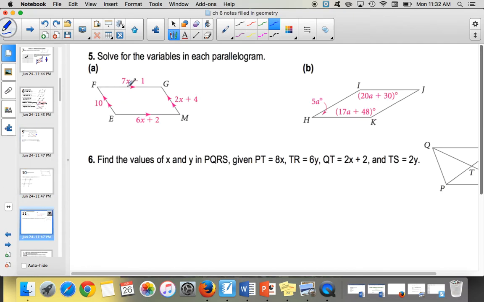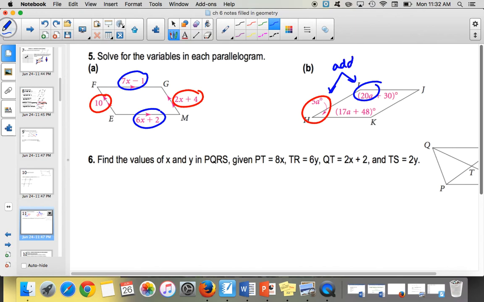So with something like number 5, what could we say are equal? We could say these two are equal to each other, right? If it's a parallelogram, we could say these two are equal to each other. Does this make sense how it works? Angles, this one and this one are supplementary, so they add to 180. And then we would go from there. Okay? All right, so we'll stop there.